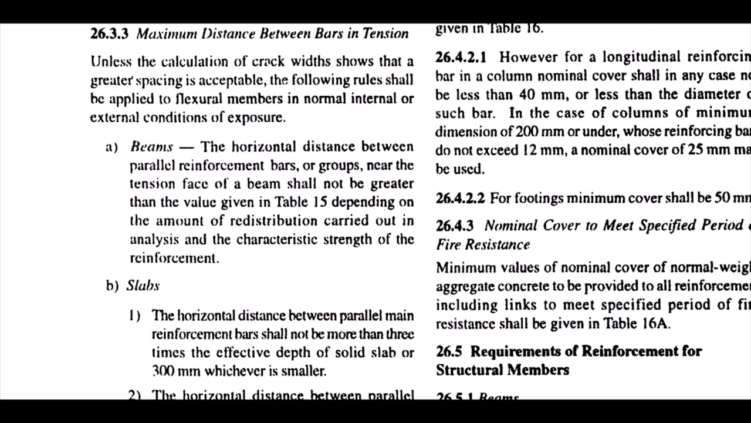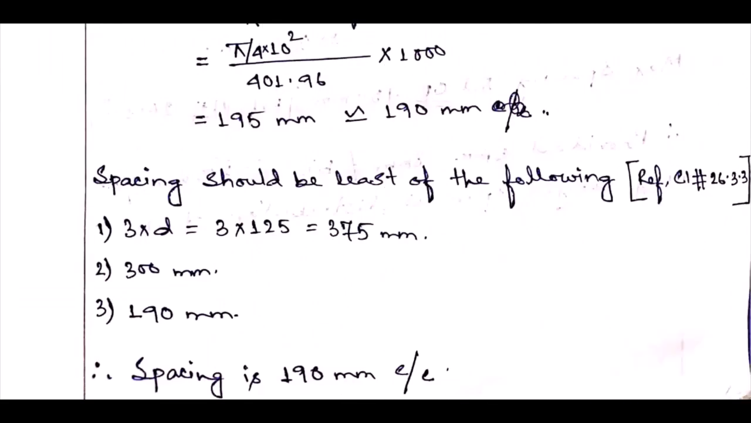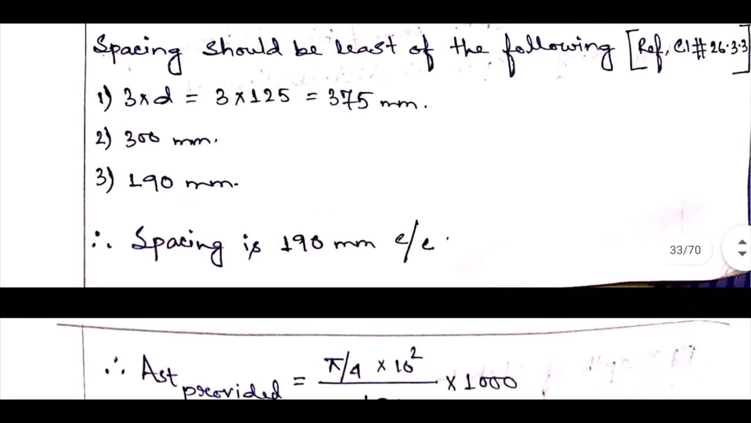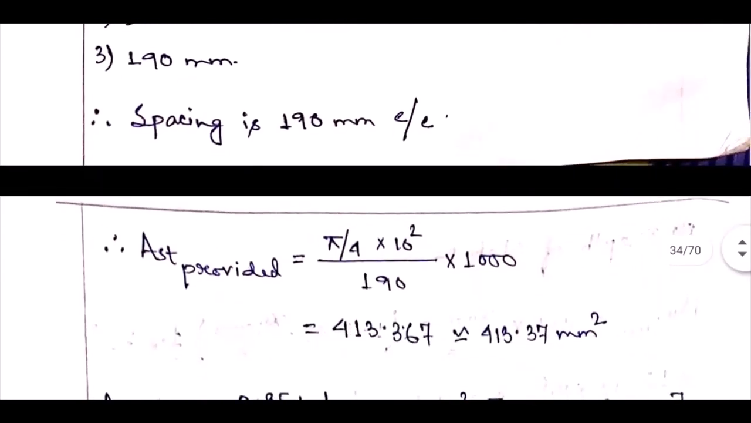We already take. So let's go to notes. As per clause, we have digit, as you seen in IS-456. Now the AST provided is pi by 4 into 10 square by 190 into 1000, that is equals to 413.367 or 413.37 mm square.